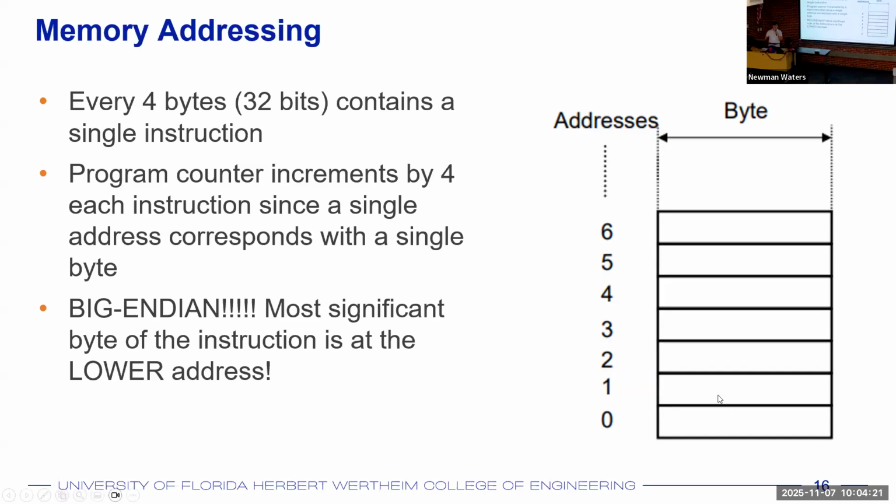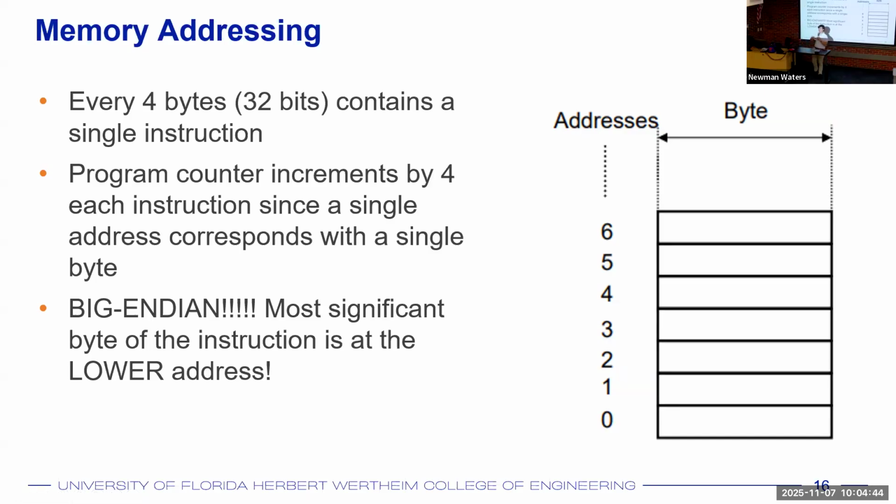But we still need 32 bits for our instructions. So what we do is we say the first part of the instruction is at this bottom address, but that's only a quarter of the instruction, right? So we need to take this value, this value, this value, this value, and stick it all together, and that gives us our full 32-bit instruction.